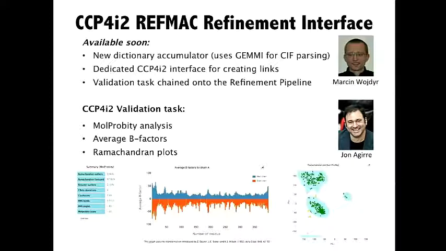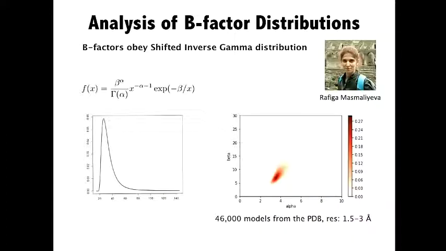And also the validation task has been chained onto the refinement pipeline. So shout out to John Aguirre here, who has created the CCP4 I2 validation task, which gives you MolProbity analysis, average B factor analysis, and Ramachandran plots, and no doubt other things in the future. All of this output, as well as being a part of the dedicated validation task, is chained onto the refinement task, and that should be released in an update in the very near future.